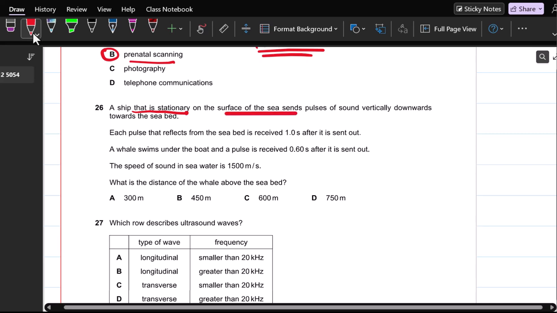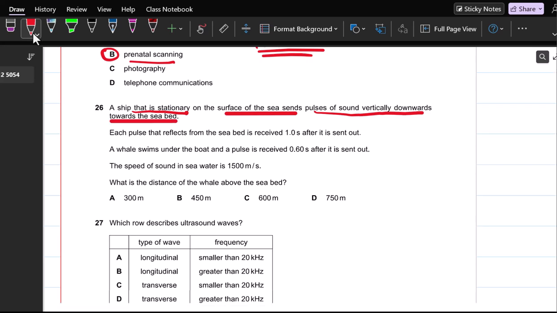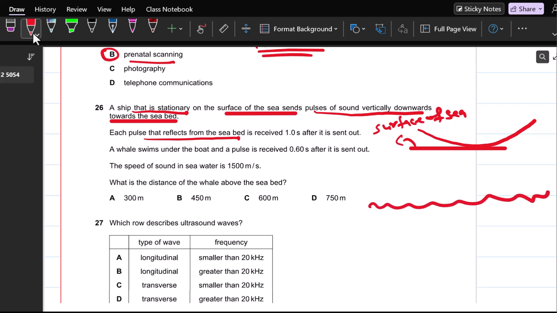Moving to question 26. A ship that is stationary on the surface of the sea sends pulses of sound vertically downwards towards the seabed. This is the surface of the sea. This is a boat, or you can say ship, and each pulse reflects from the seabed. This is the surface of the sea, and this is the seabed. So what is happening?